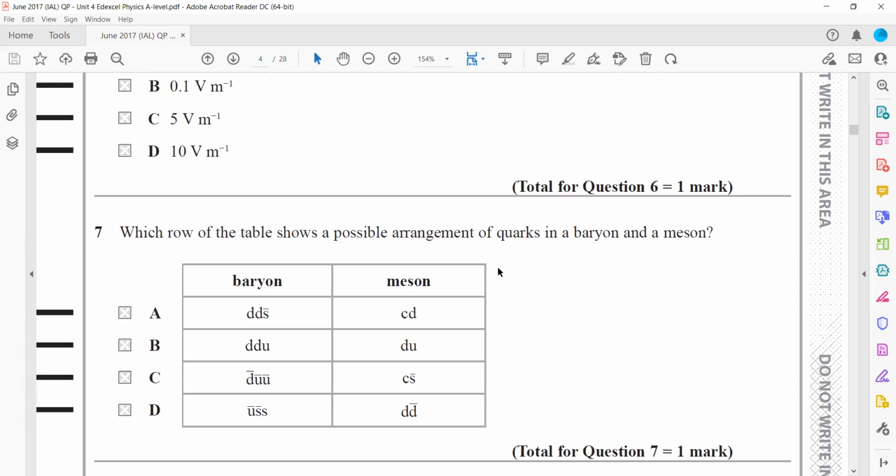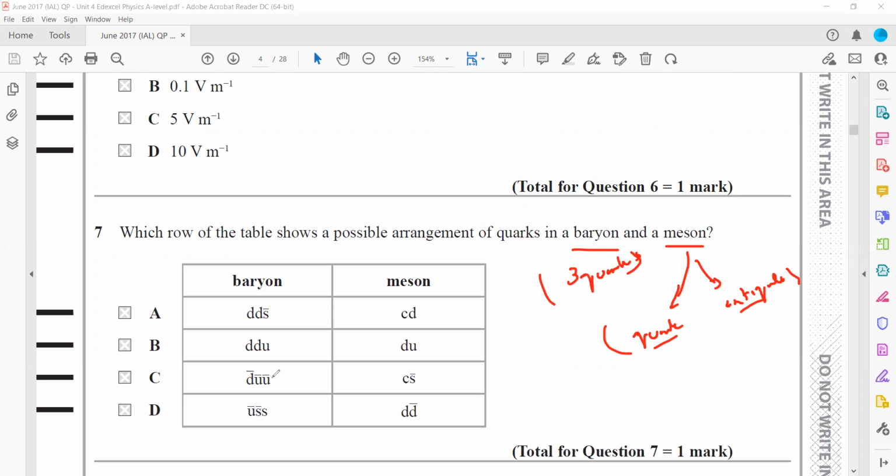And what about the meson? When 3 quarks are there in a combination, it is a baryon. And when 2 quarks are there, the condition is that one should be a quark and another one an anti-quark. So when a quark and an anti-quark are joined together, they form a meson. So which one is forming a meson? Either C or D is a meson.